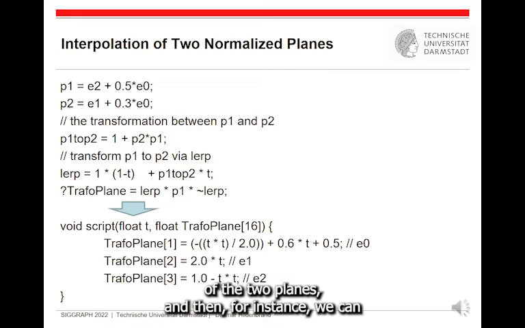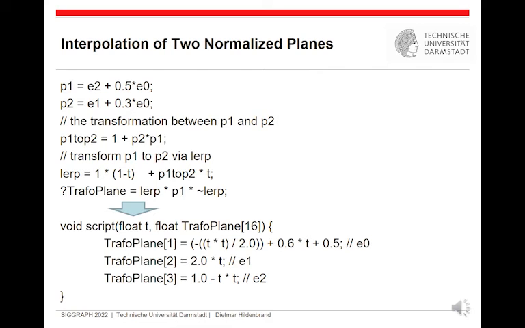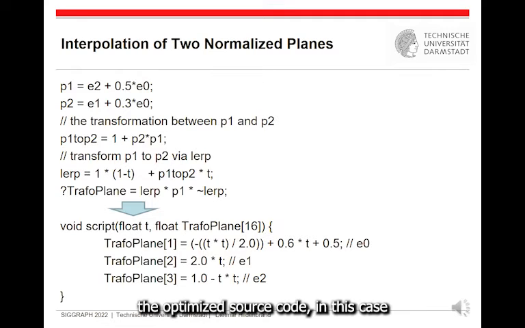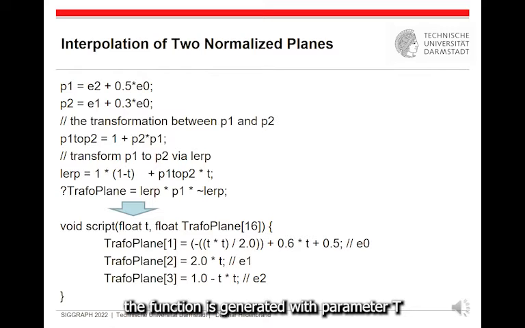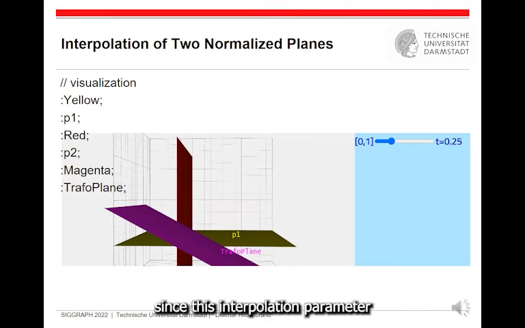And then, for instance, we can linearly interpolate between the two planes based on this transformation. If we look at the result of Gallop, the optimized source code, in this case C code, we see that a function is generated with parameter t, the linear interpolation parameter, and the computations are very, very easy, dependent on this parameter t. Since this interpolation parameter t is not a fixed value for Gallop, Gallop Web offers a slider for this parameter t, and selecting values from 0 to 1 lets us interpolate from one plane to the other.